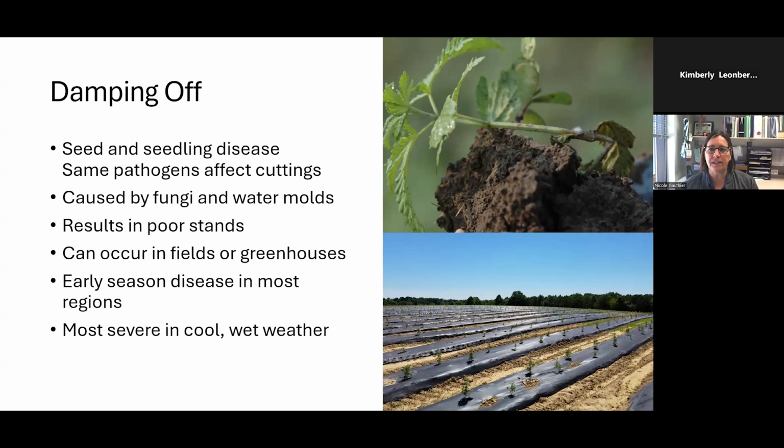In most of the continental US, these are early season diseases, usually when the soil is cool, when things are wet, if we have a cool, rainy spring, but they can occur anytime. In terms of hemp, in the field, we usually plant early mid-spring. But in greenhouses, generally it's warmer, so the dynamics may be a little bit different.